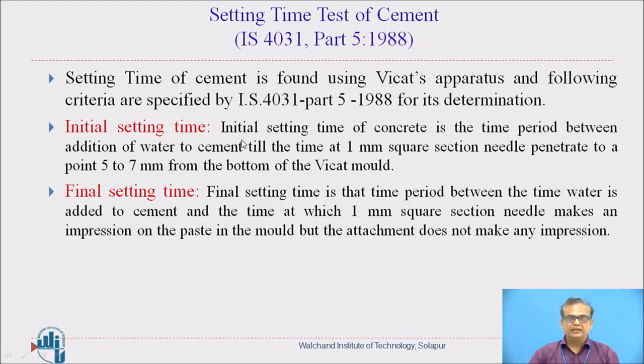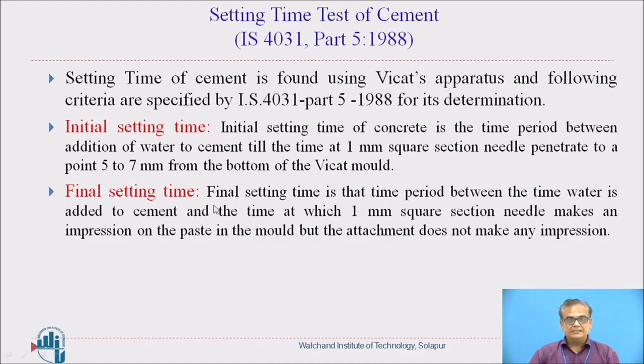So what is initial setting time? Initial setting time of cement is the time period between addition of water to cement till the time at which a 1 mm square section needle penetrates to a point 5 to 7 mm from the bottom of the Vicat mold. So this particular initial setting time needle, which is devised by Vicat, has a 1 mm square section, and this needle should penetrate the mold of cement paste, and this penetration should be between 5 to 7 mm from the bottom of the mold.